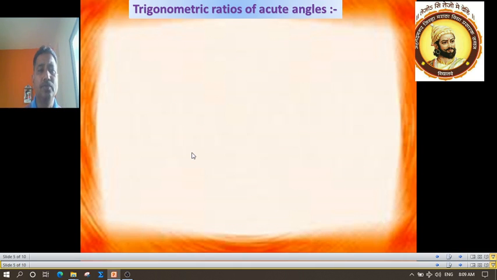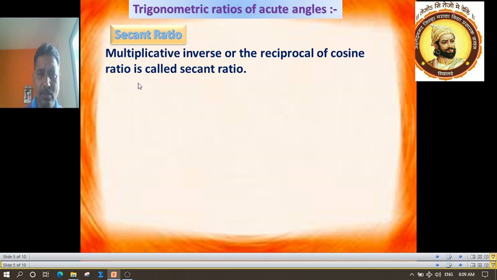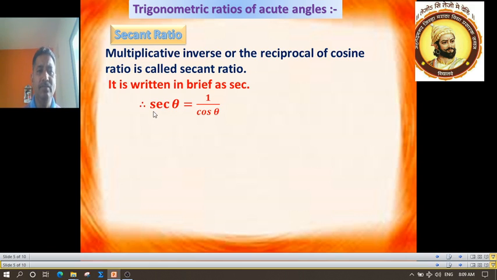Then the next ratio, that is the secant ratio. Now the secant ratio is the reciprocal of the cosine ratio, or the multiplicative inverse of the cosine ratio is called the secant ratio. In short, it is written as sec ratio. Therefore, by definition, sec theta is equal to 1 upon cos theta.